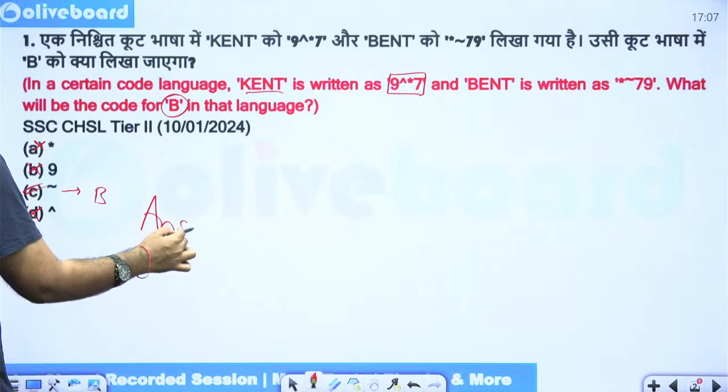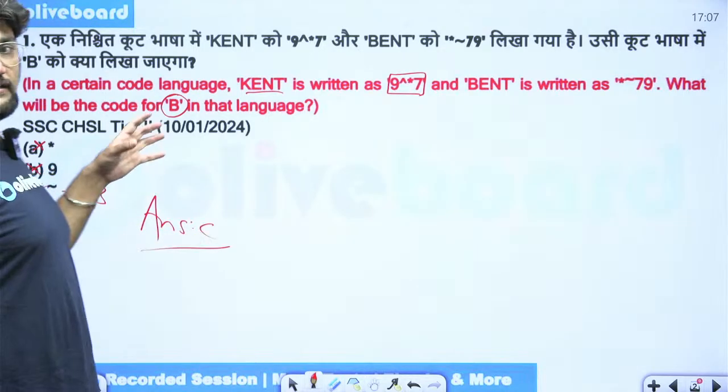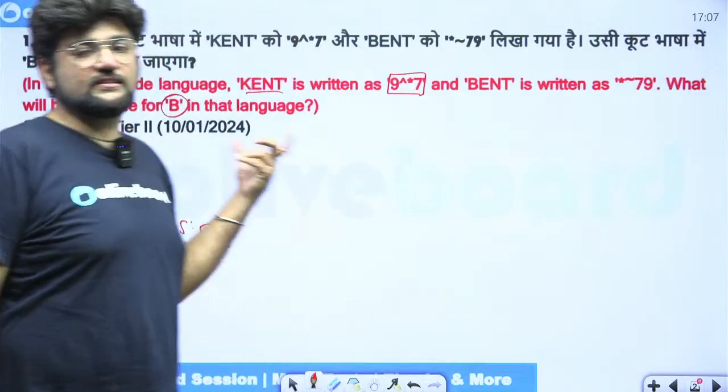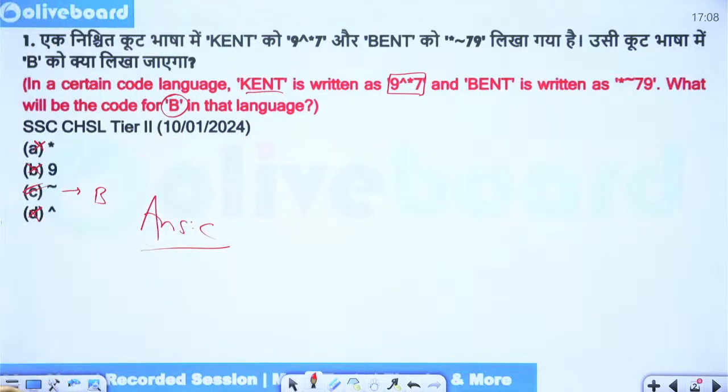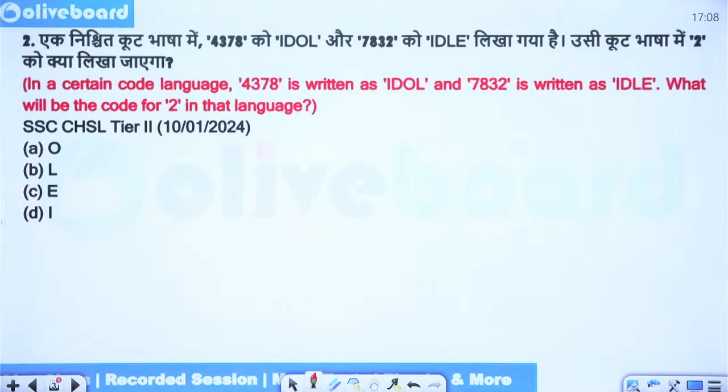And you'll see a lot of variations of this type in the Tier 2 set, both from CHSL and CGL, right? So this is serving a dual purpose basically. Next. Same logic. Same logic again. We need to find the code for 2.